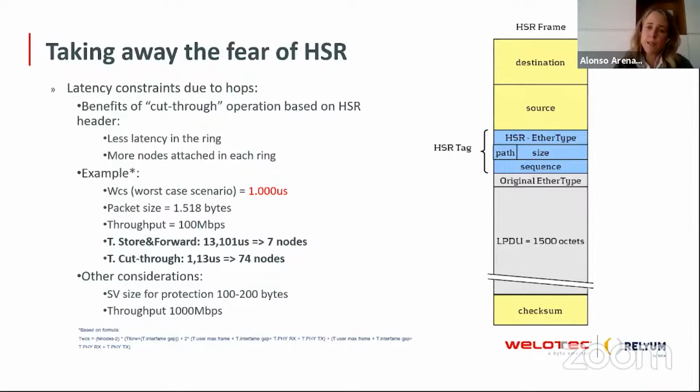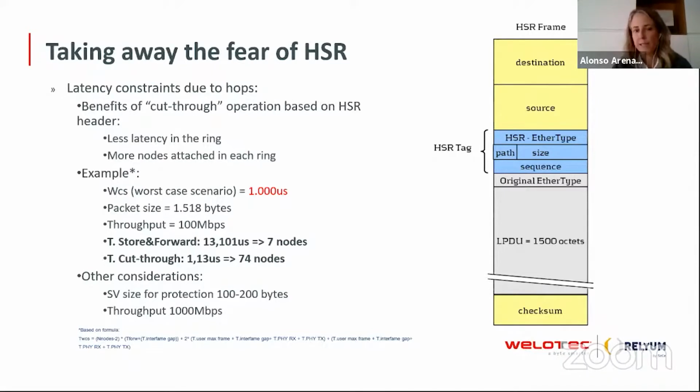In PRP, the standard introduces a PRP trailer at the end of the packet. But in HSR, we're talking about the HSR header that is introduced just before the original EtherType. That means that when the RedBox has to process the frame to determine where it has to be sent in the network, it only needs to process the first part of the packet to switch quickly to the next hop or to the next link.